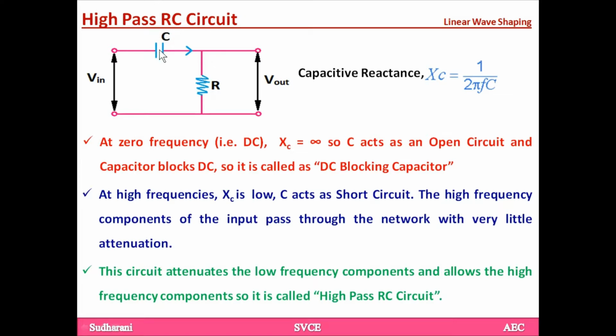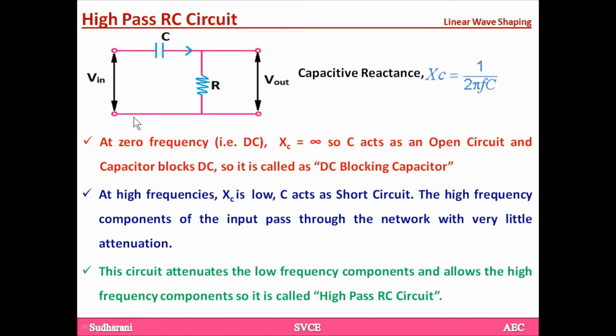So we already know that in these two components, the frequency dependent component is the capacitor. The capacitive reactance Xc is given by 1 by 2 pi fC. That means when frequency is low, the capacitive reactance is high. When the frequency is high, the capacitive reactance is low. That means the capacitive reactance value is inversely proportional to the frequency.